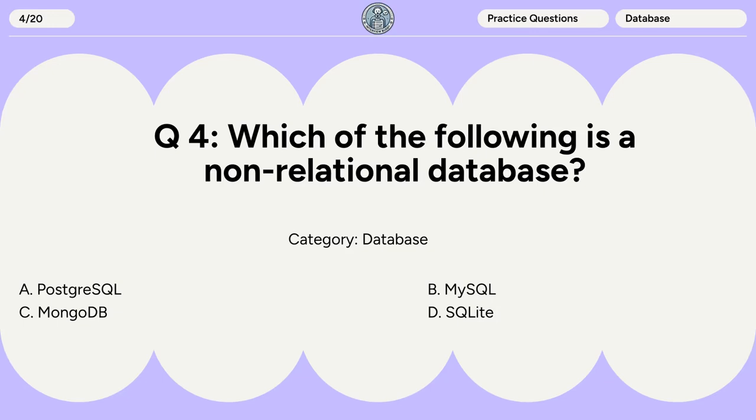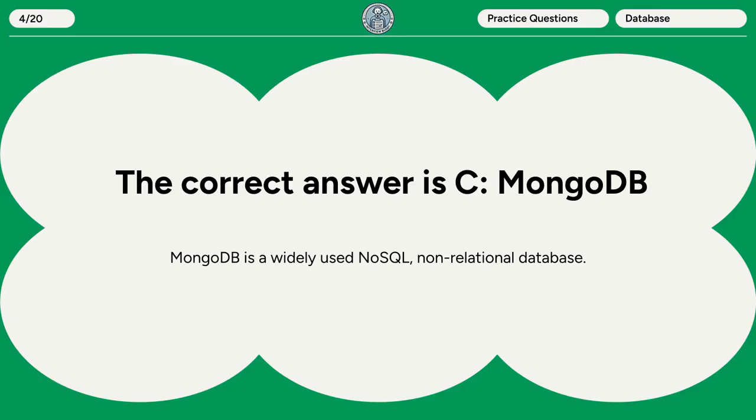Question 4. Which of the following is a non-relational database? A. PostgreSQL. B. MySQL. C. MongoDB. D. SQLite. The correct answer is C. MongoDB. MongoDB is a widely used NoSQL, non-relational database.